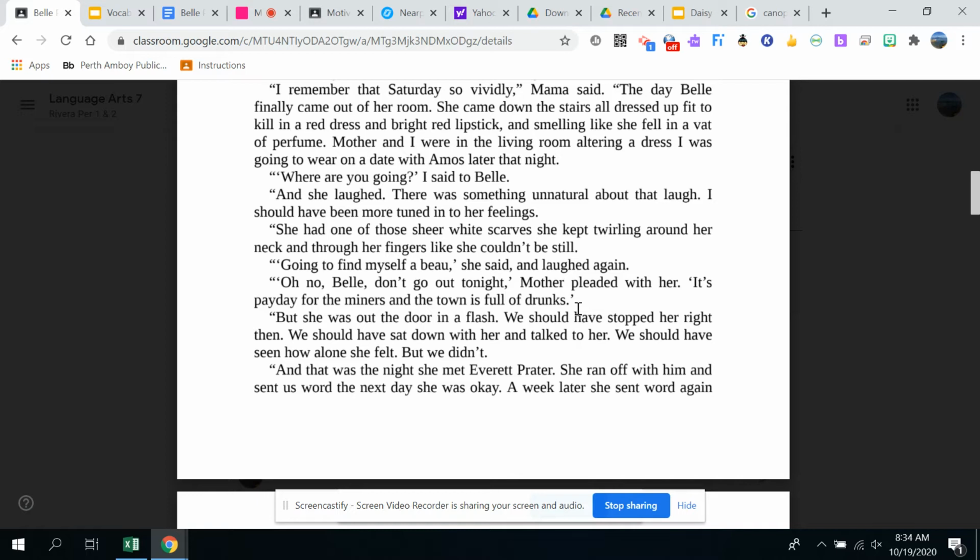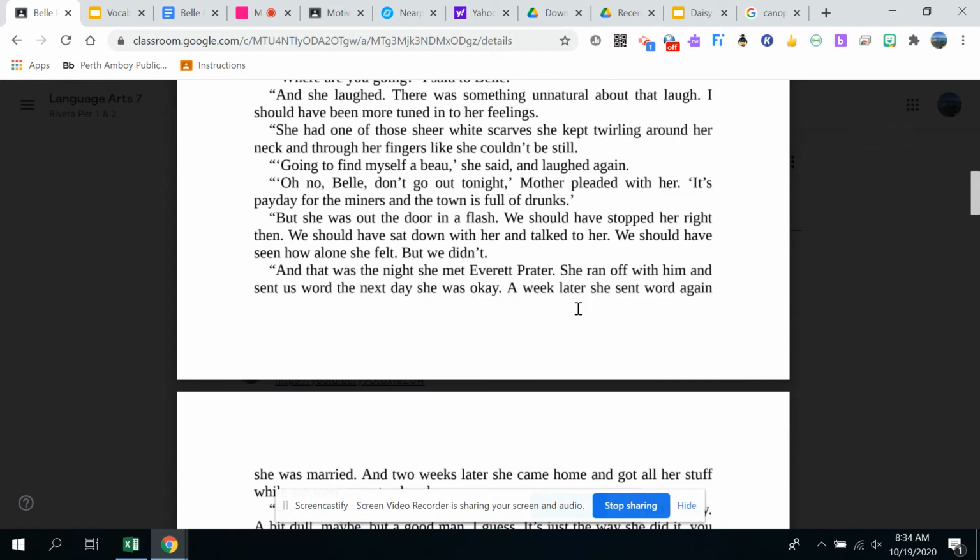"I'm going to find myself a beau." A beau's like a boyfriend or something like that, she said, and she laughed again. "Oh no, Belle, don't go out tonight," Mother pleaded with her. "It's payday for the miners, and the town is full of drunks." But she was out the door in a flash.